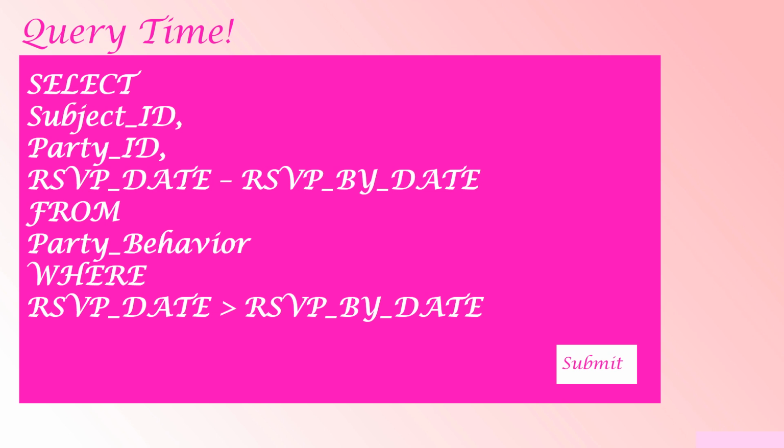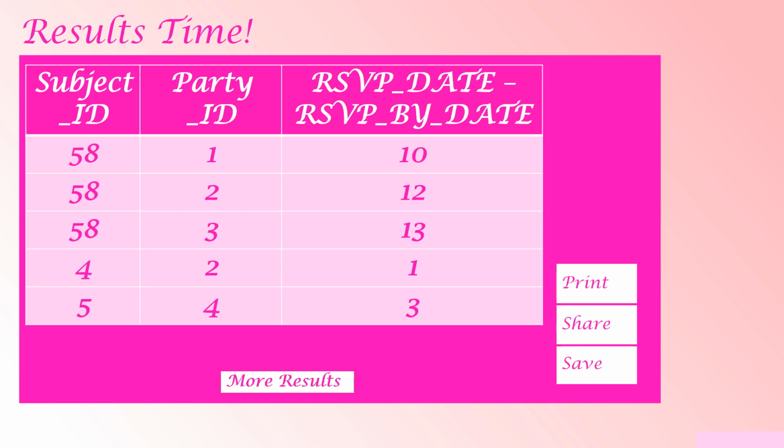Select subject ID, party ID, RSVP date minus RSVP by date from party behavior where RSVP date is greater than RSVP by date. In our select section, we have that calculated column where we are subtracting the RSVP requested date from the date that the subject actually RSVP'd. This would give us the number of days late that these subjects were in their RSVP. The result set could look something like this, and if you'll notice, subject 58 was excessively late in her RSVPs, so Cinderella would definitely be reaching out to subject 58 about this.